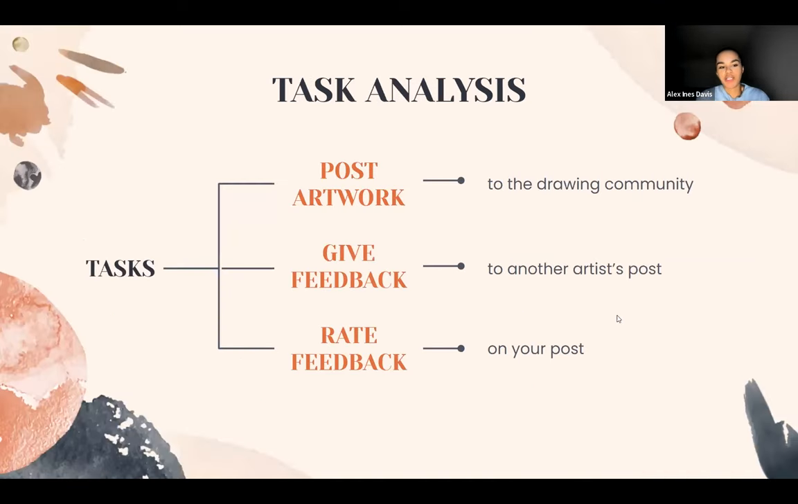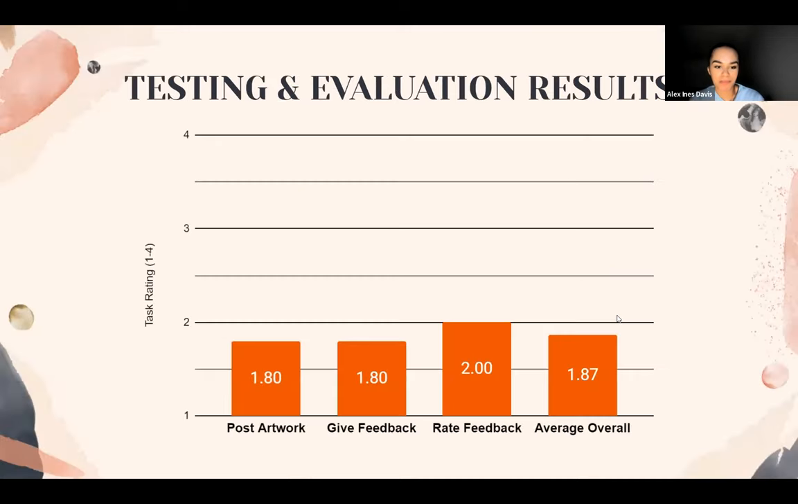Like Olivia mentioned earlier, these are the 3 main tasks that we wanted to test: posting artwork to the drawing community, giving feedback to another artist's posts, and reading feedback on your own posts. Our test users were able to successfully complete all 3 of our tasks. We rated each task that the users completed on a scale from 1 to 4, with 1 being the best or very easy to complete, while 4 is the worst and means it was not able to be completed at all. So our average overall was a 1.87, which is mostly influenced by posting artwork and giving feedback at a 1.8, while reading feedback was slightly more confusing to the users at a 2. We do think some technical issues through remote testing could have contributed to the higher ratings, but ultimately these are pretty good numbers overall.